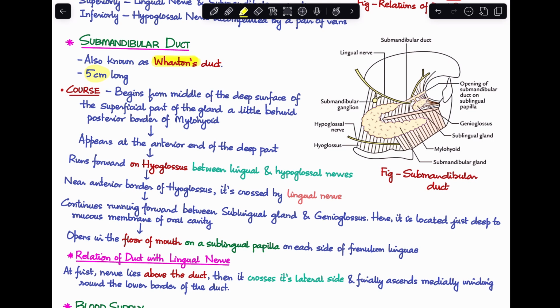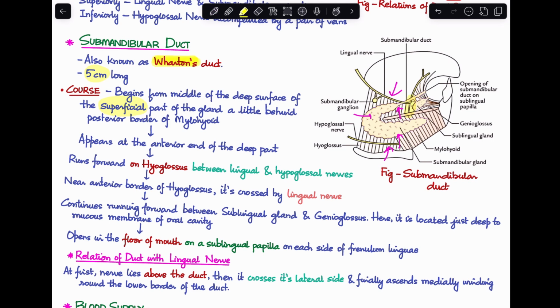submandibular duct. It begins from the middle of the deep surface of the superficial part of the gland. So it is important to remember that it develops from the superficial part of the gland. Then it appears at the anterior end of the deep part. Now let's look at the image over here. This is the superficial part and this is the deep part. So it appears at the anterior end of the deep part. Here it runs forward on the hyoglossus between the lingual nerve and the hypoglossal nerve. Once it has reached the anterior border, if you see in the image, this is the anterior border of the hyoglossus.